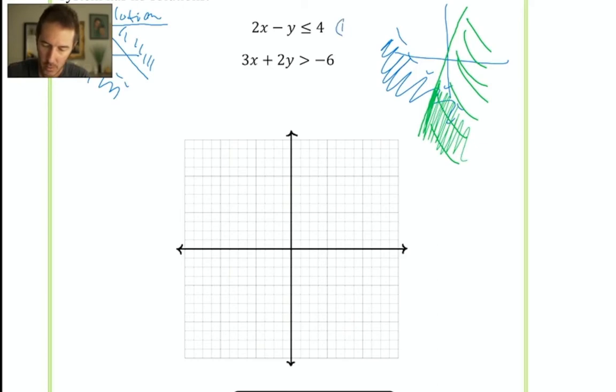Fail. 1, 2. Just like I label my equations in my system of equations, I'm going to label my inequalities in my system of inequalities. Let's work with number 1. We've got 2x minus y is less than or equal to 4. I'm going to rewrite it as an equation, just pretending that it's 2x minus y is equal to 4. Since it is less than or equal to, it's going to be solid.